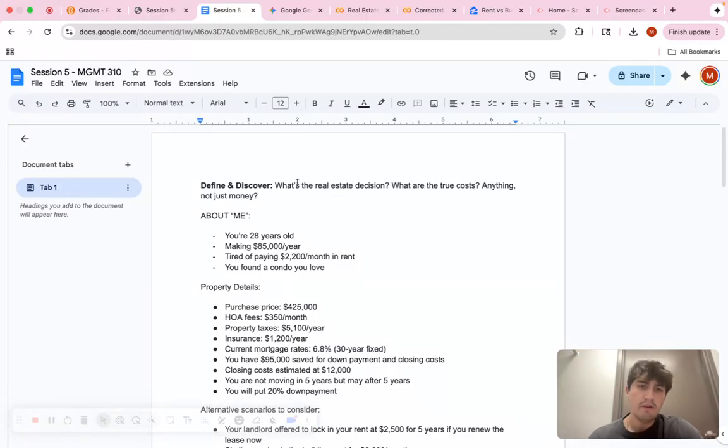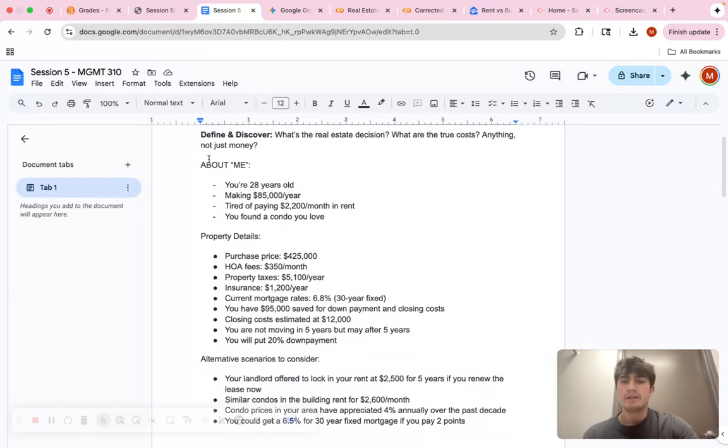So first we need to know what the real estate decision is. So we're going to be thinking about if we want to buy or rent this condo and which would be the best alternative considering the following things. So, and then the true cost, we'll get into that, and then anything, not just money, that will go with the true cost. So, we'll talk about that. So, let's first define everything we know.